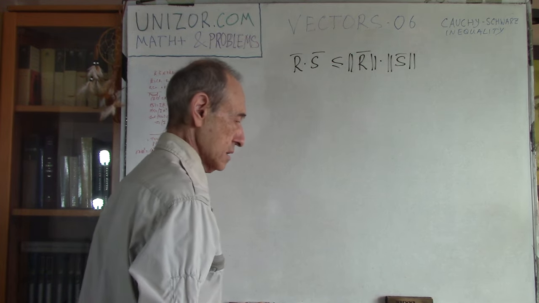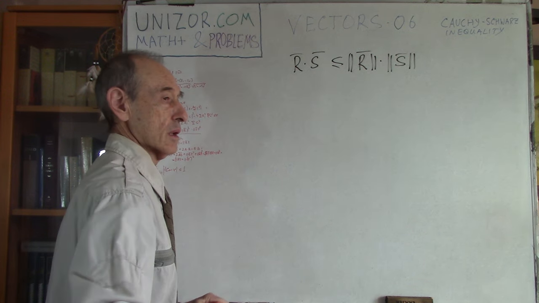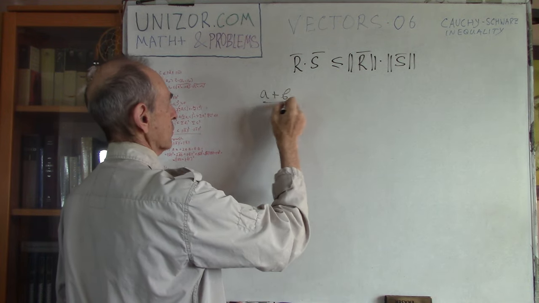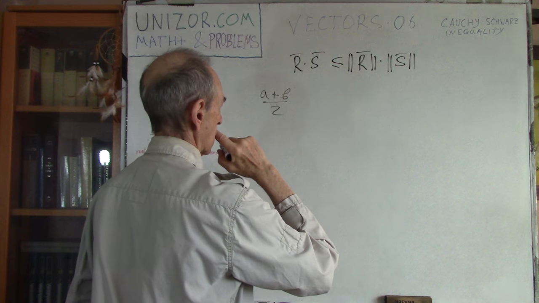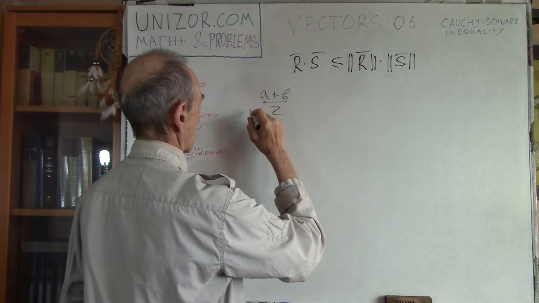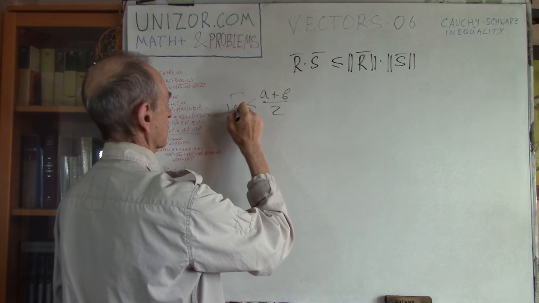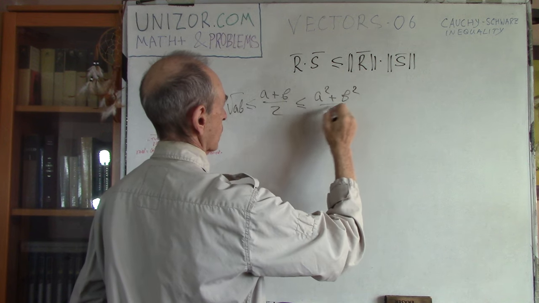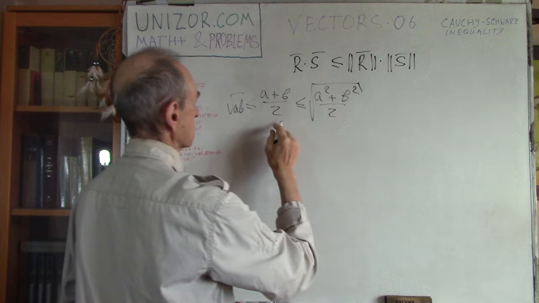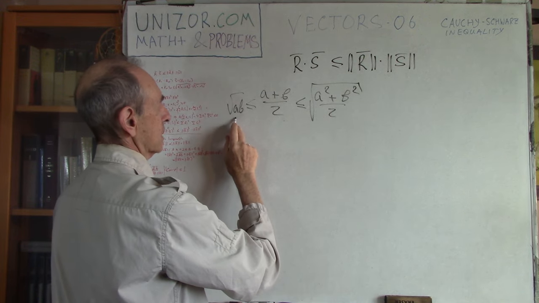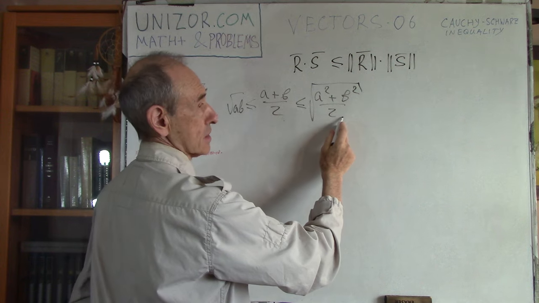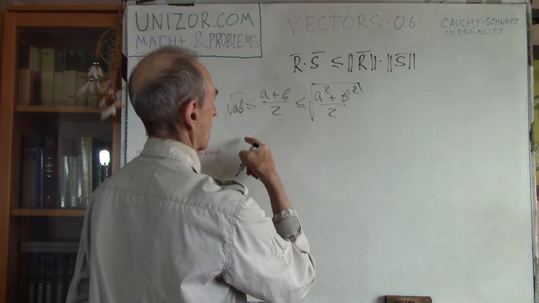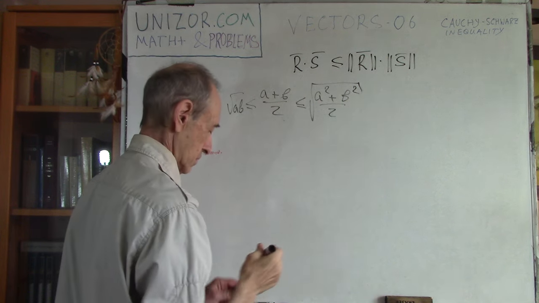Now, in a simple algebraic sense, you all remember that (a plus b) over 2 should be greater than the square root of ab and less than the square root of (a square plus b square) over 2. This is the arithmetic average, this is the geometric average, and this is the quadratic average, right? So basically, it's very similar to this one.